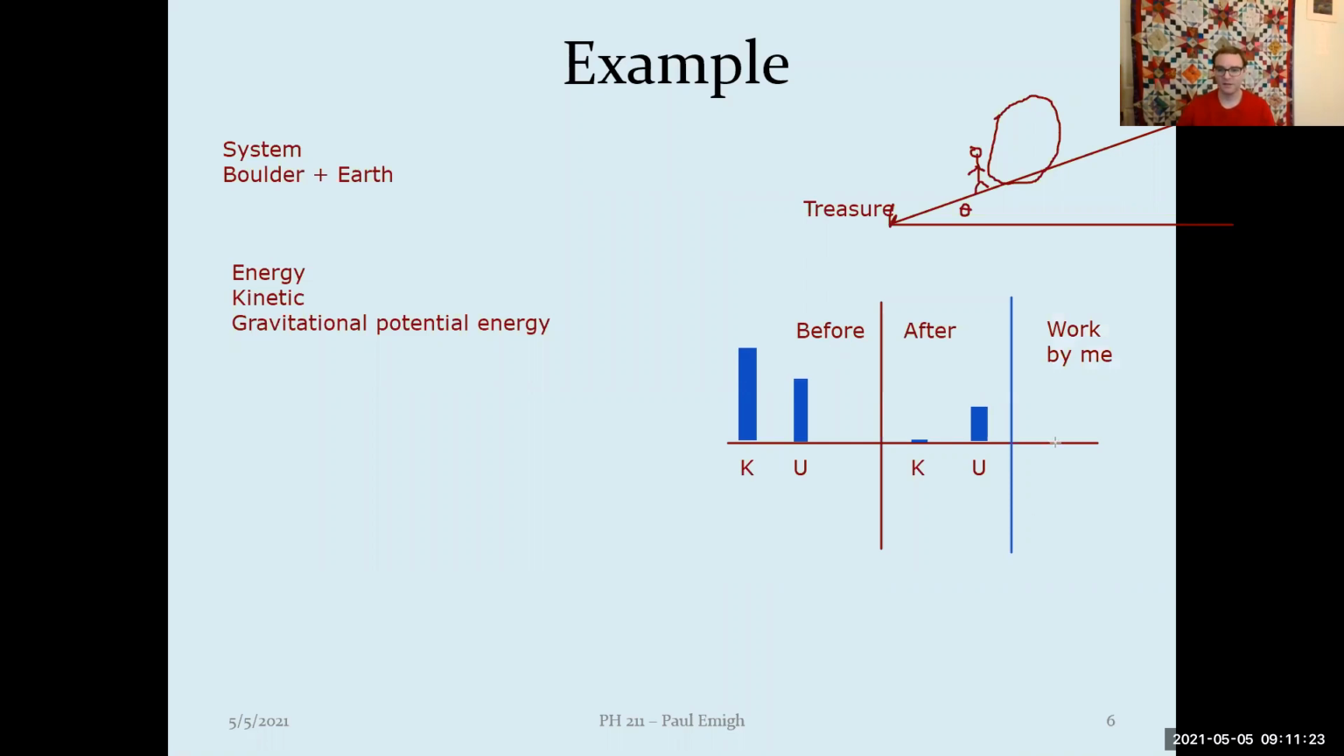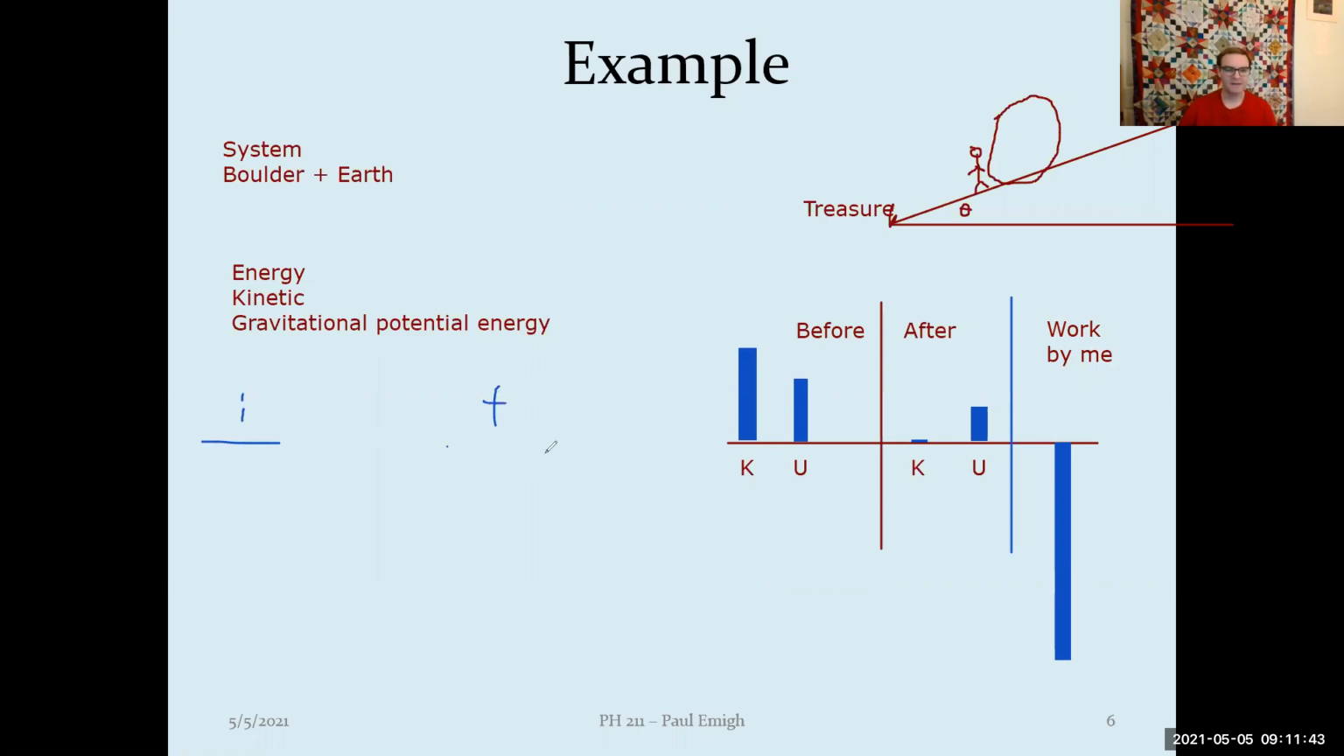So I'm going to go ahead and draw a really big work bar that's negative. I don't know if that's the right size, but we'll go with it. All right, so now I've got an energy bar diagram. The last thing I want to do is get some symbolic things here, right? So I'm going to, again, split this up into initial and final.